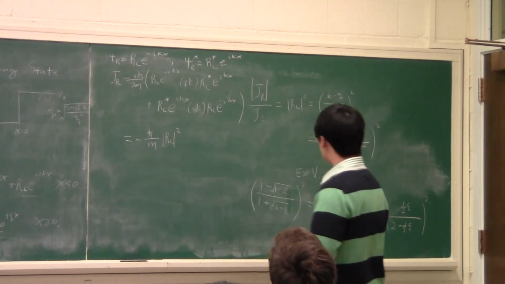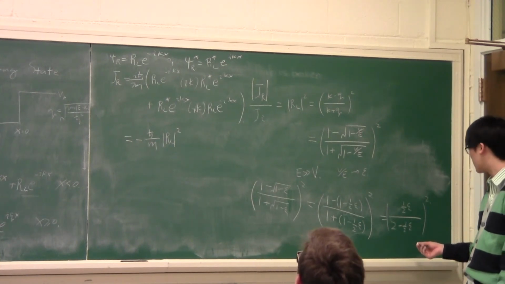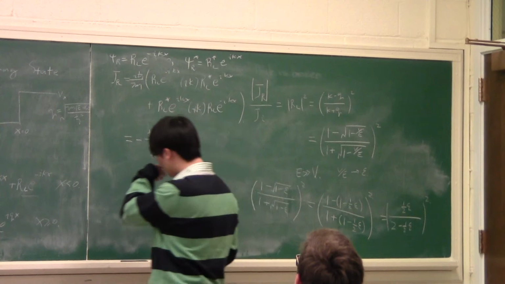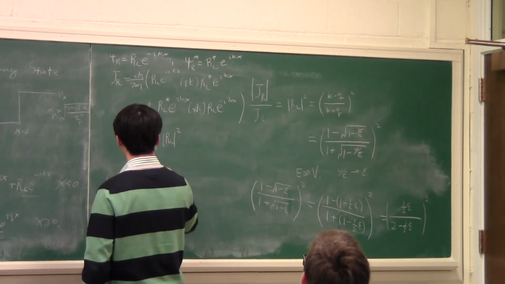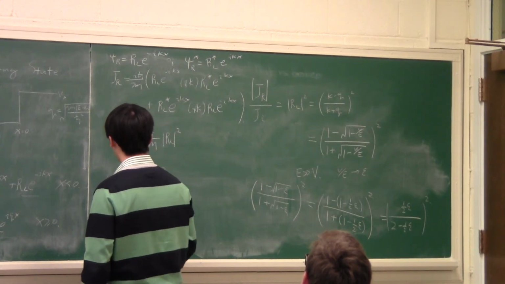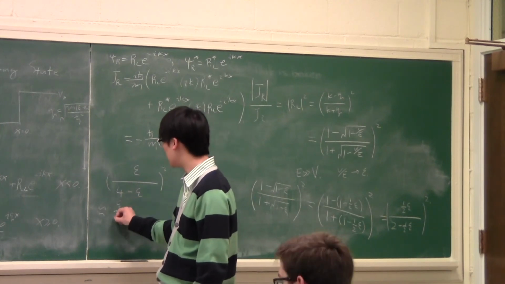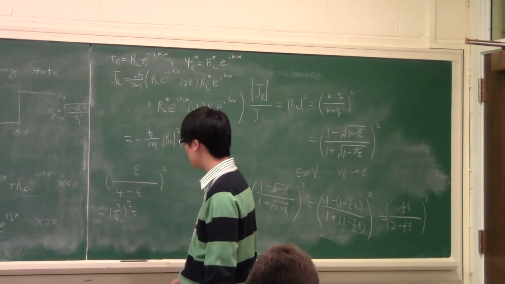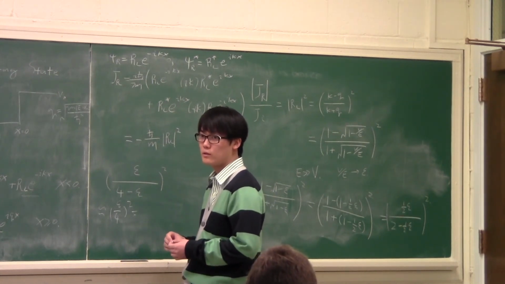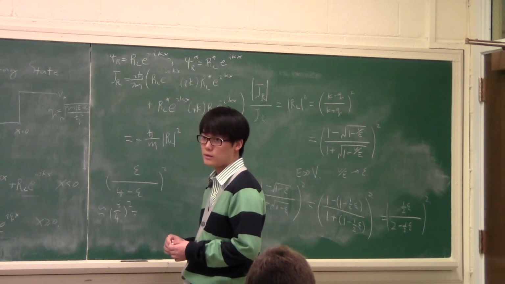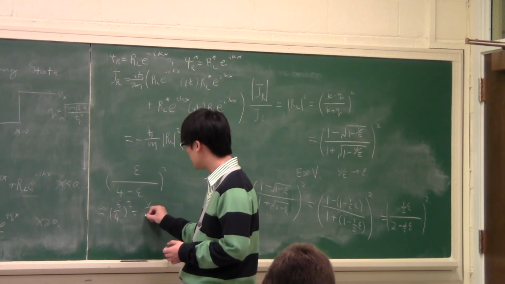Alright. So let me get back to extracting the asymptotic behavior here. This is approximately, because epsilon is really small, epsilon over 4 squared. So we get that the probability for reflection, when the energy greatly exceeds the potential barrier, falls off as V over 16.